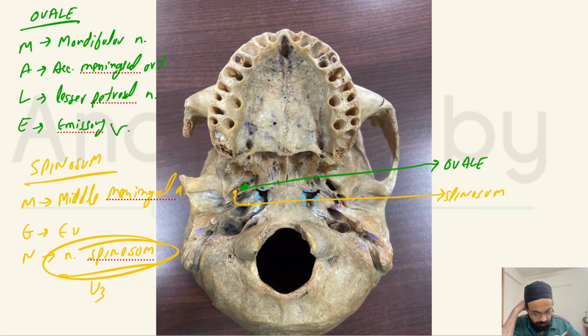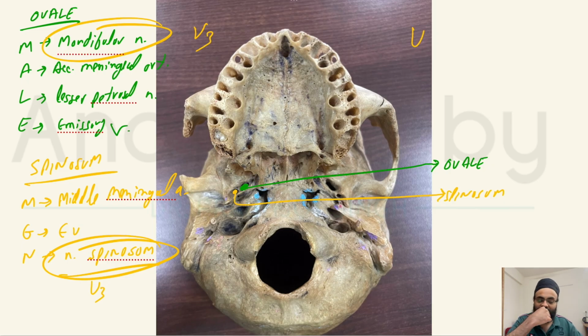Mandibular nerve. This is your mandibular nerve V3. And V2, the second branch of trigeminal, passes via foramen rotundum, which is seen from the cranial cavity, not from below. So I hope it is clear?